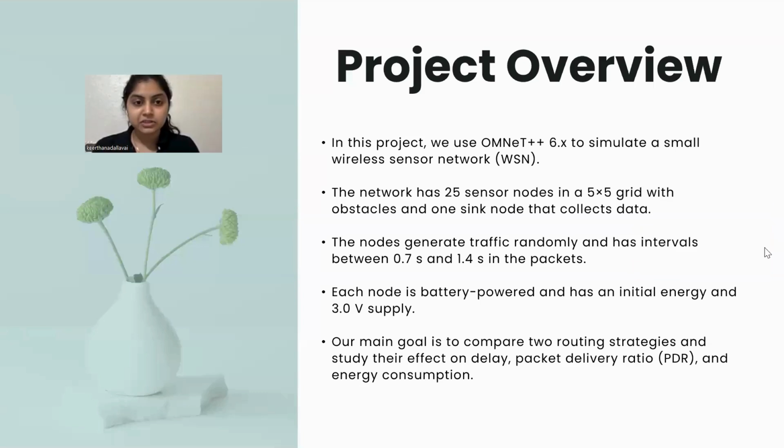So in this project, we used OMNeT++ to simulate a small wireless sensor network. Our network has 25 sensor nodes arranged in a 5 by 5 grid with obstacles, plus one sink node that collects all the data. The nodes generate random traffic with packets sent every 0.7 to 1.4 seconds, and each node starts with limited energy and a 3-volt supply.